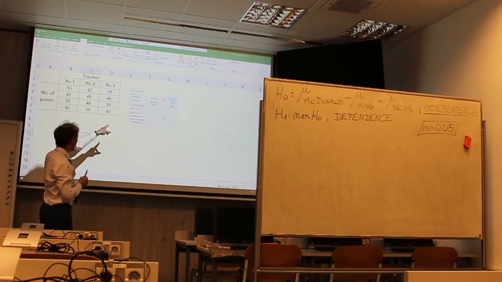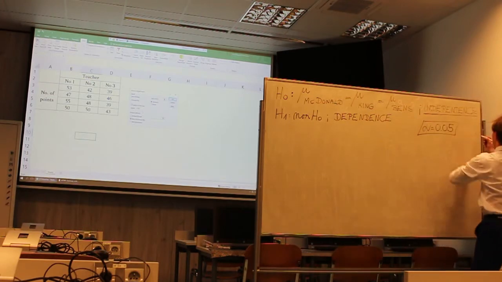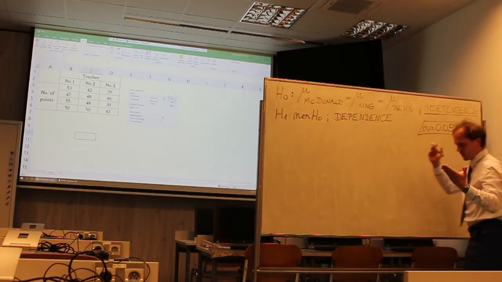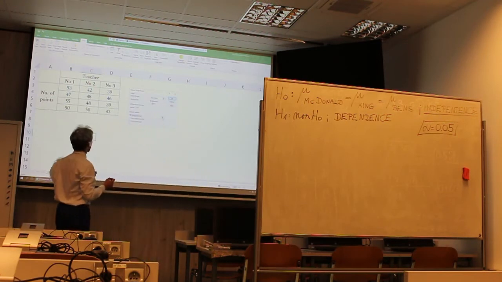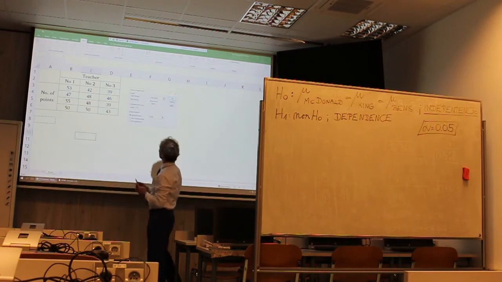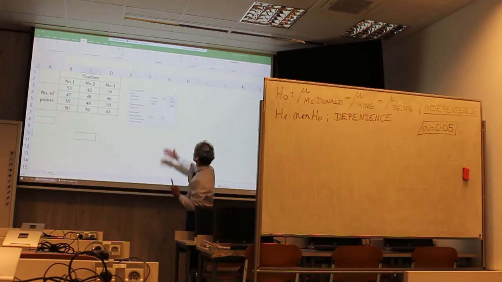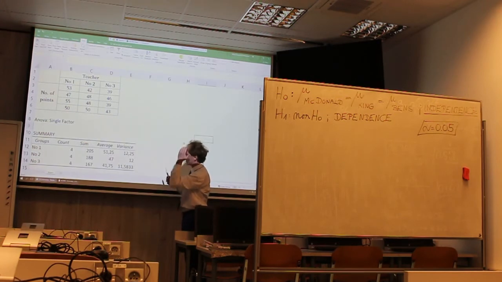Alpha 0.05, 5% is all right, because we know that we must use 5% significance level. Okay, there we will export results. You can click on OK, and you will see results which we already calculated.